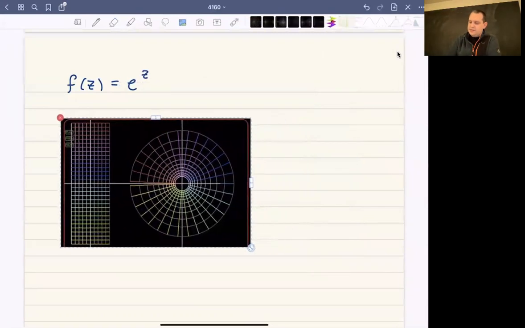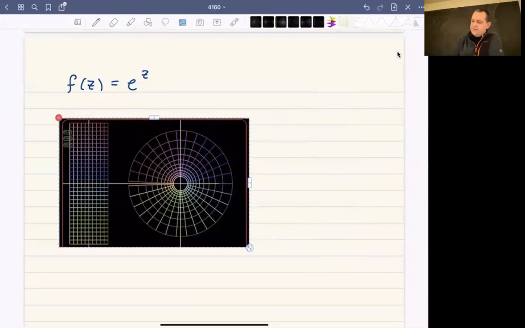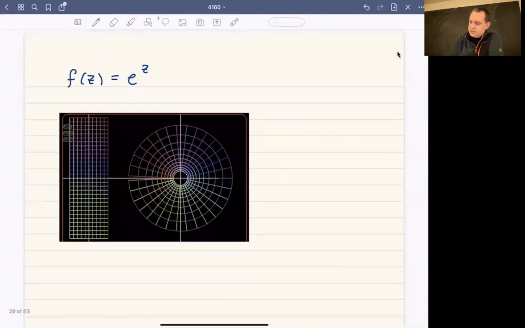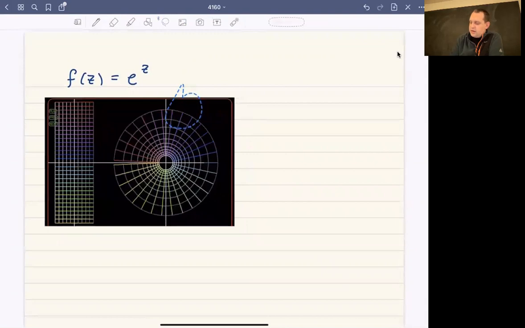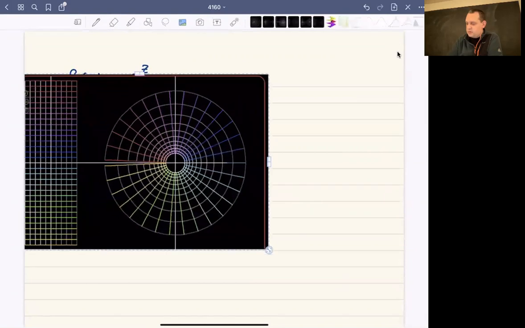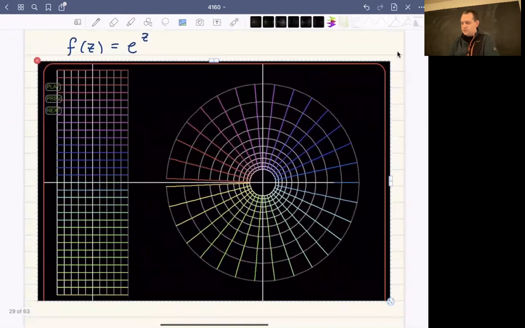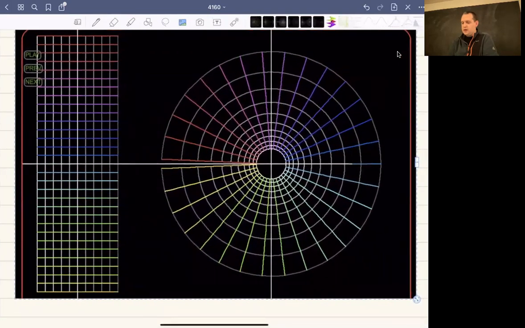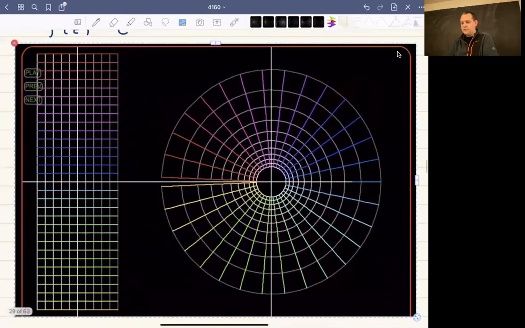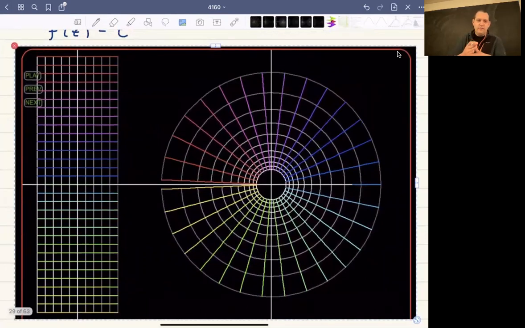Okay, it's going to look like this. So this is f of z is e to the z. And this is what the picture is going to look like. And so again, all of these functions that we've talked about so far are conformal maps, meaning that they're angle preserving. So if the inputs meet at right angles, the outputs meet at right angles and so on.